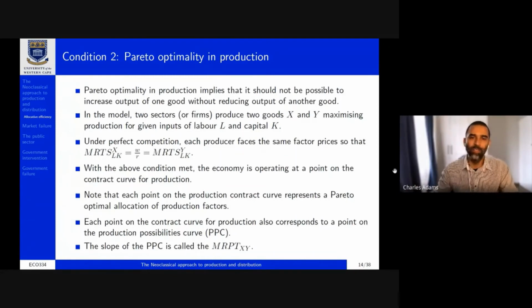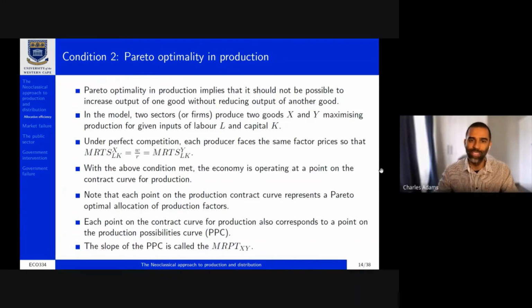So similarly to the case of consumption, Pareto optimality in production implies that it should not be possible to increase the output of one good without reducing the output of another good. In other words, production is happening very efficiently in this economy. In the two-sector model, we have two firms or two sectors which produce goods X and Y, and these firms maximize production for given inputs of labor and capital.